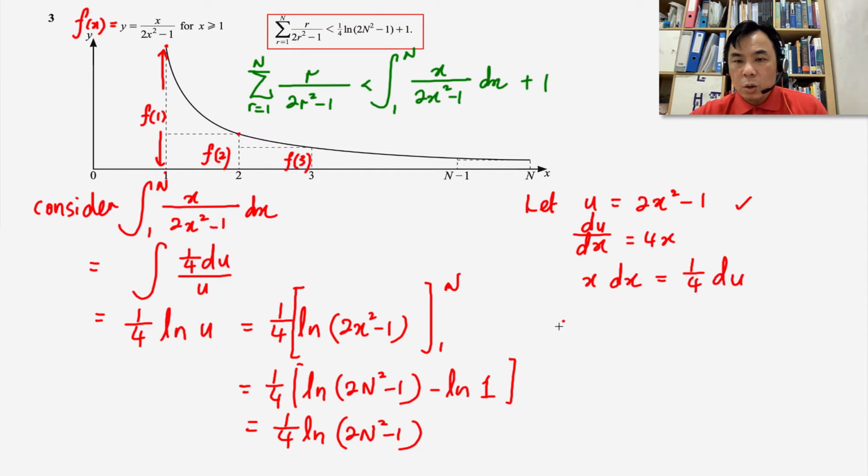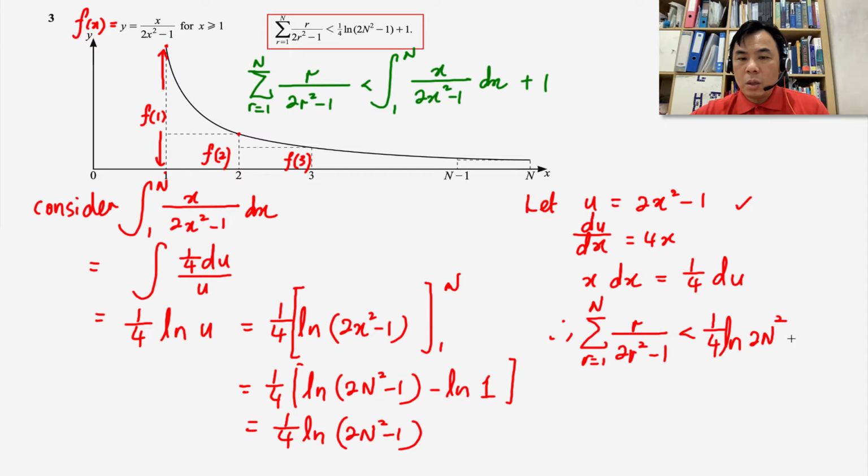Therefore, we can conclude from here that the summation of 1 over (2r squared minus 1), summing from r equal to 1 until n, must be less than a quarter of ln(2n squared minus 1) plus 1. And then with a little bit of inspection here, we found that yes, we have done it. That is the proof for the upper bound. I hope that is clear. I'm going to show you the second part of this, where we're going to obtain expressions that represent the lower bound.